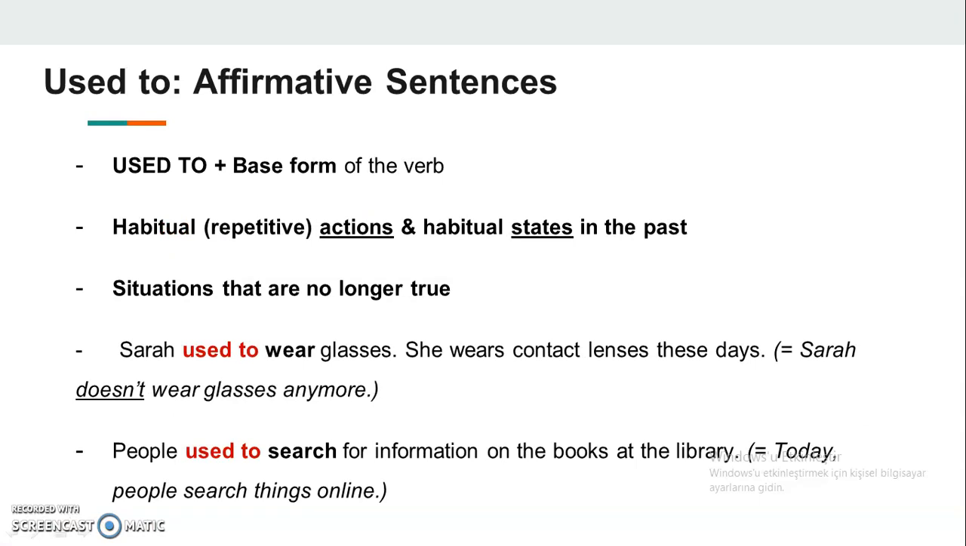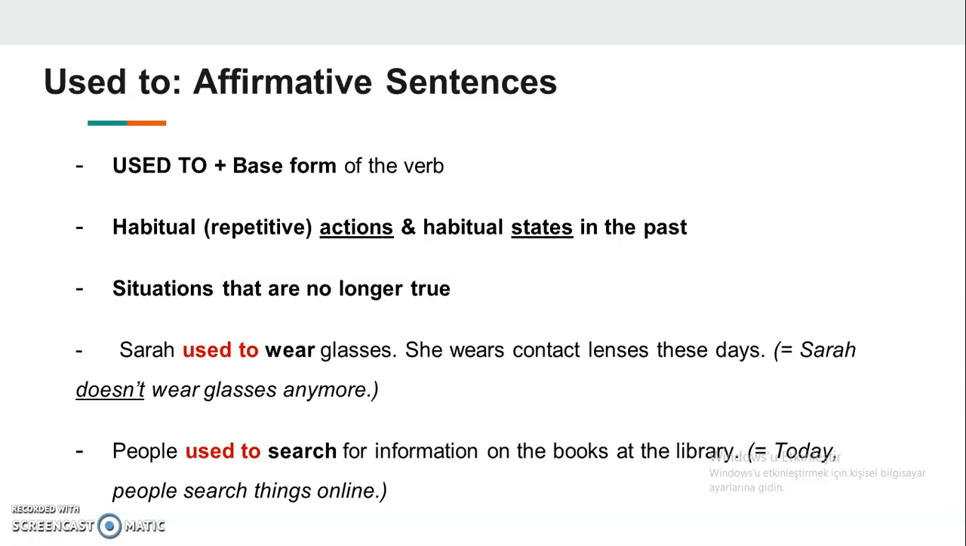Now, if we look at the structure here, we use used to plus the base form of the verb, which you know as verb 1. This means we don't add anything to the verb. And we use used to for habitual, which means repetitive actions and habitual states in the past. Also, we use used to for situations that are no longer true.